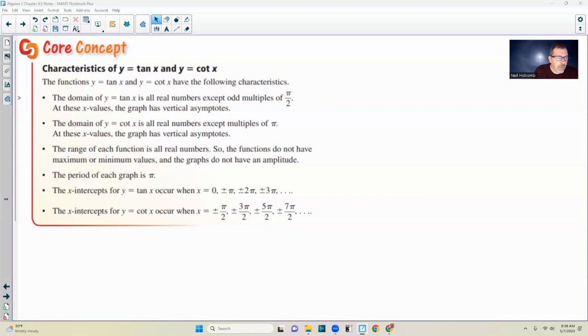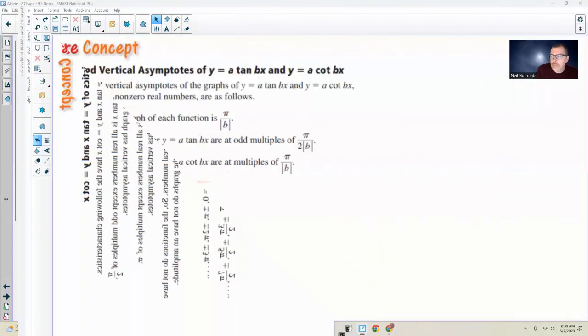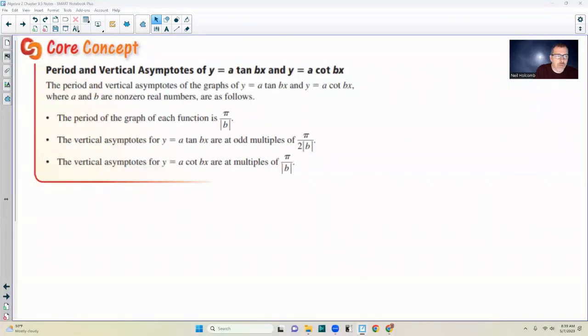The x-intercepts for y equals tan x occur when x equals 0, positive or negative pi, 2 pi, 3 pi, etc. And for cotan x, it's positive or negative odd multiples of pi over 2. So pi over 2, 3 pi over 2, 5 pi over 2, 7 pi over 2, positive or negative, and going in both directions. So keeping these in mind when graphing makes it a lot easier. So let's take a look at example 1. Nah, just kidding. One more core concept before we get to example 1.